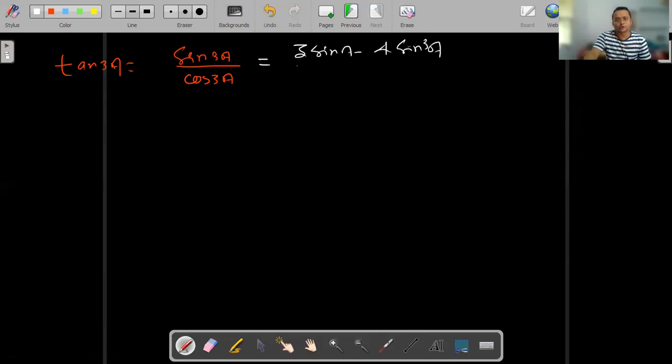And cos 3A is what? 4 cos cube A minus 3 cos A. I have simply written the formula which we have studied. I have not done anything. Okay, so now you see. Now what I am going to do is divide by cos cube A in the numerator and denominator. Right? In the numerator and denominator.